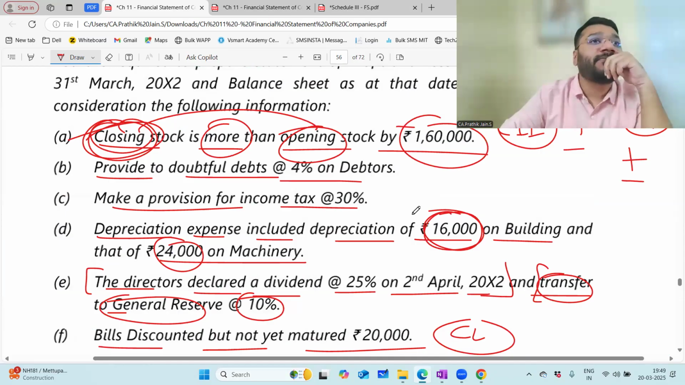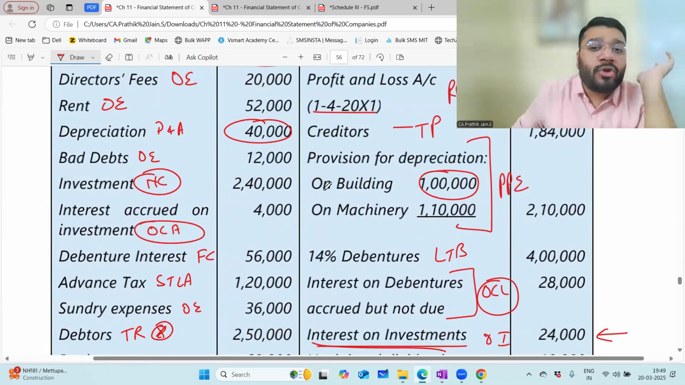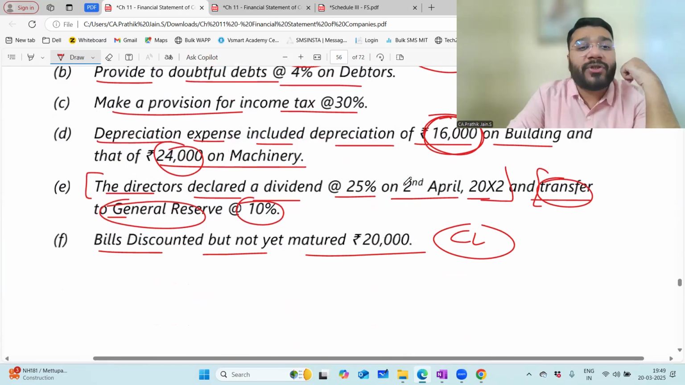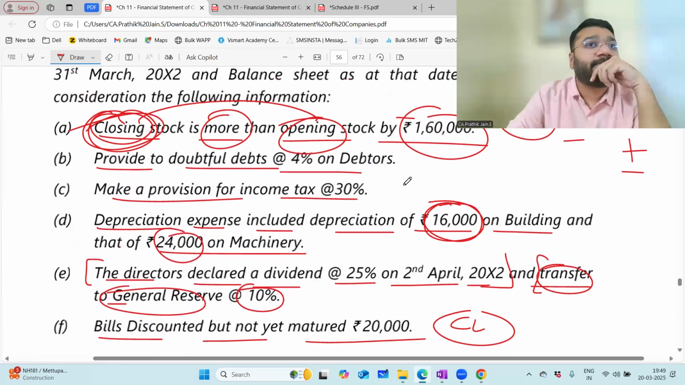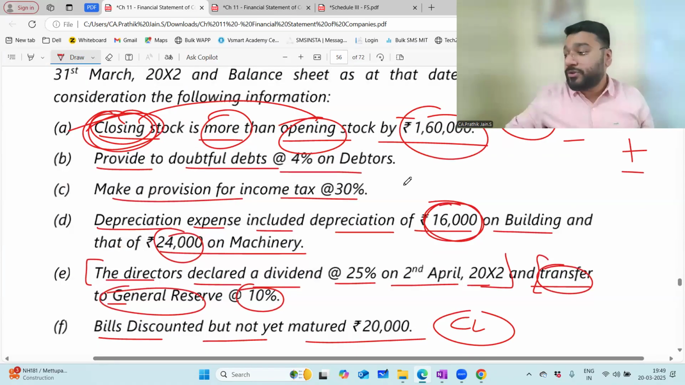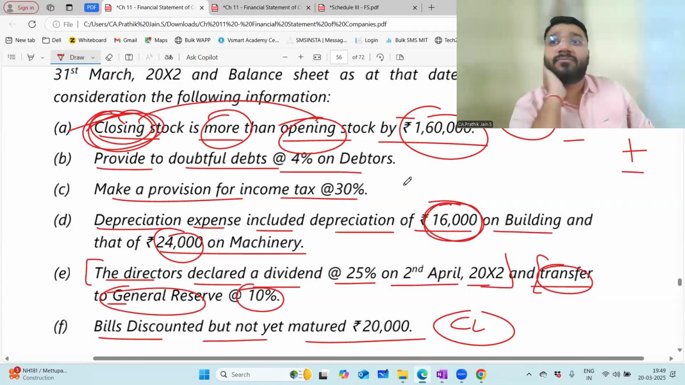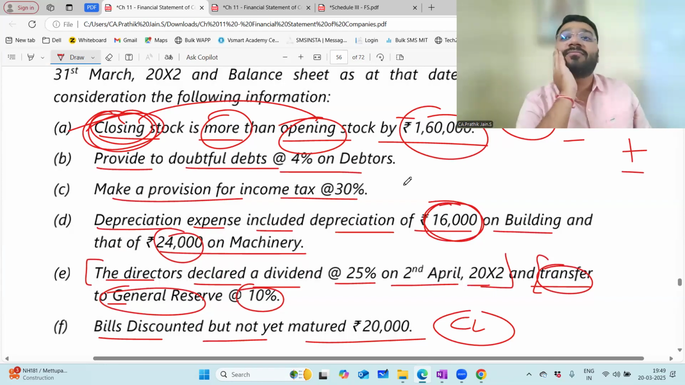Understood my question? I'm asking you whether this provision is closing provision or opening provision. Is this closing provision or opening provision? How do you say this is closing provision? Manisha, opening provision or closing provision?